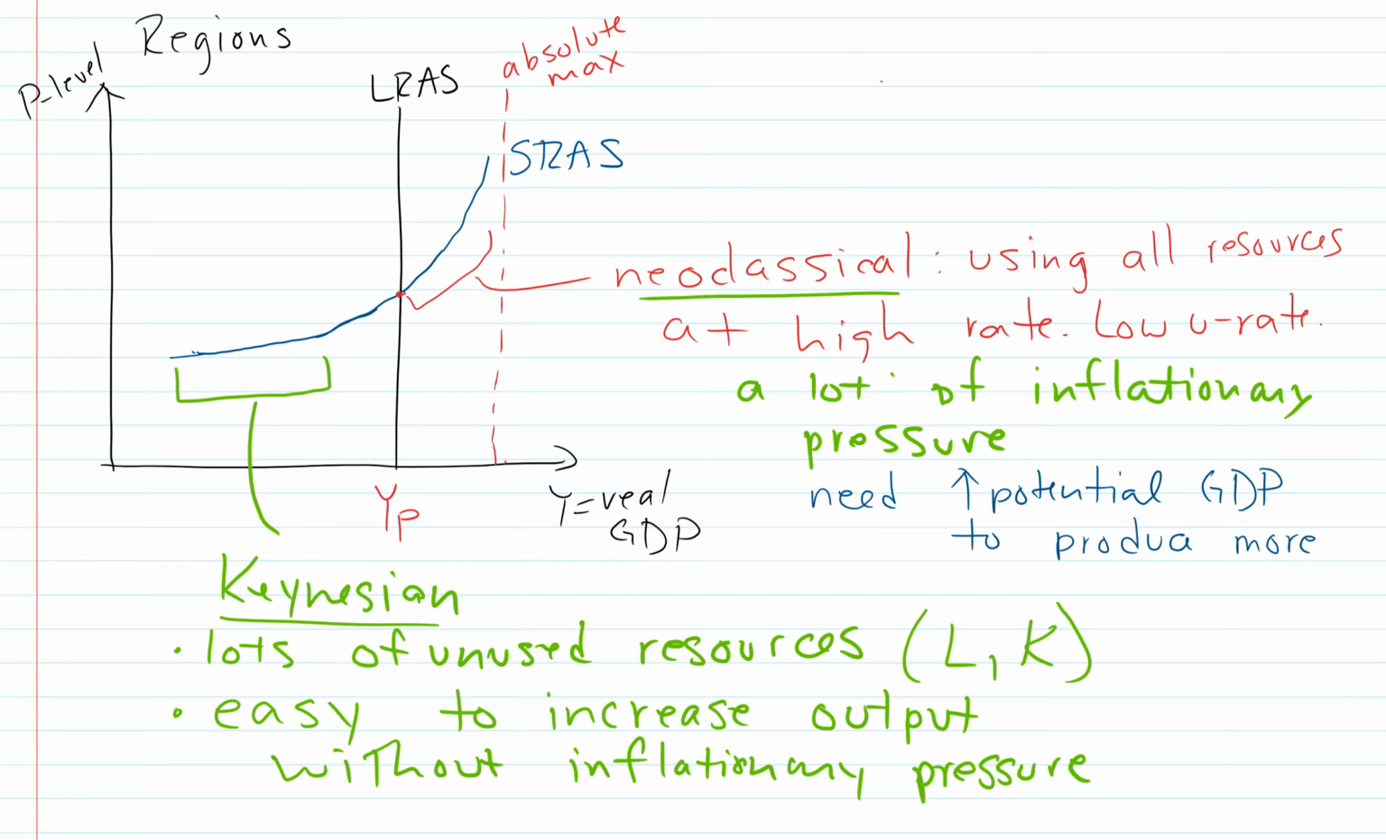So we'll go through some scenarios. In the next video, we're going to look at the shifts of the short-run average supply, and then in future videos, we'll go through some scenarios and look at what happens when the economy is operating in these two different zones. And sometimes people call the zone in between them the intermediate zone, where it's not clearly Keynesian, but it's also not clearly neoclassical.